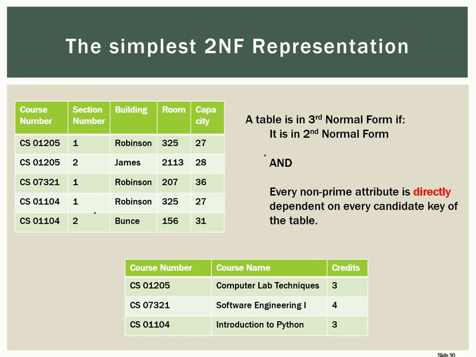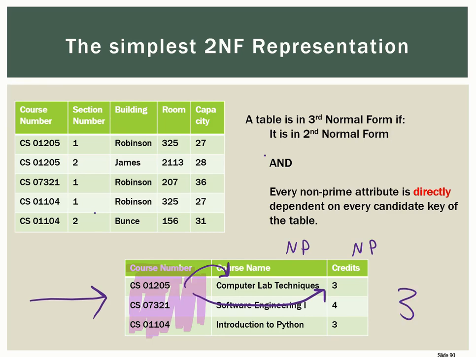But are these tables in third normal form? Let's look at this table first. We have to identify all the candidate keys. Well, there is only one candidate key, and that is the course number. So the course number column is the candidate key. Then the course name and the credits are the non-prime attributes. And each of them are directly dependent. The course number determines the name directly, and the course number determines the number of credits directly. So we would say, yes, this table is in third normal form.